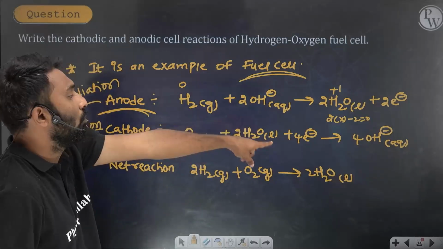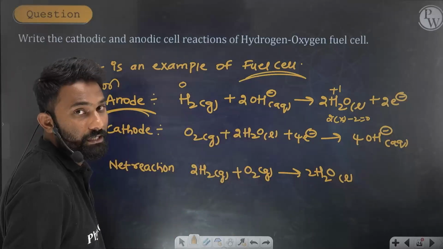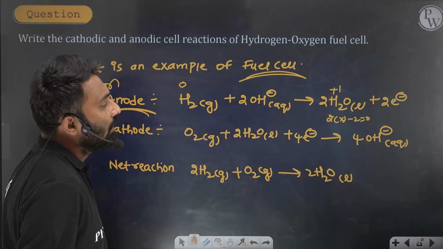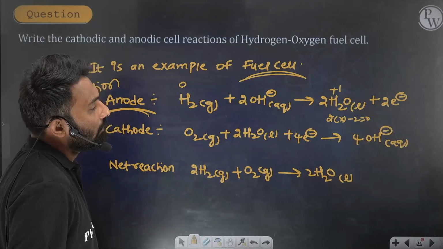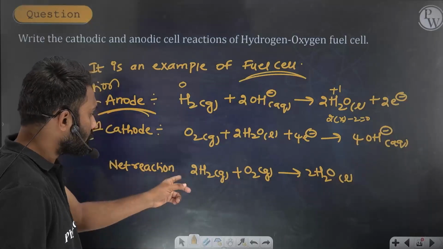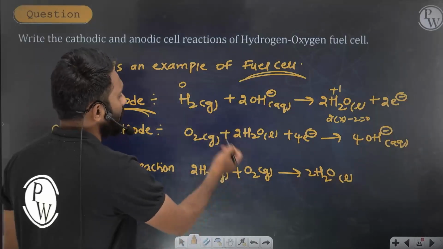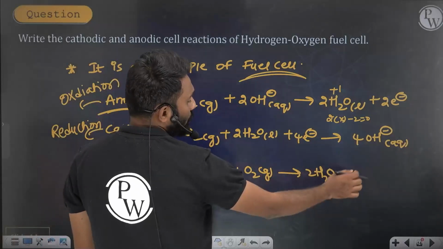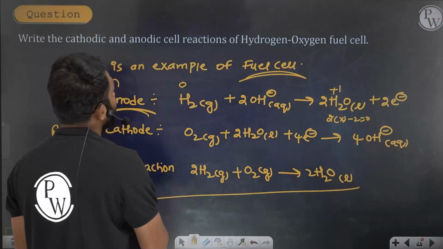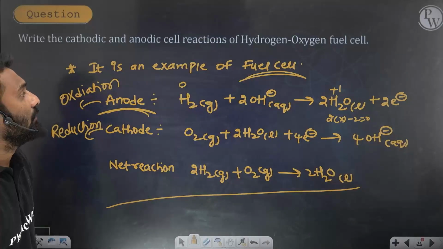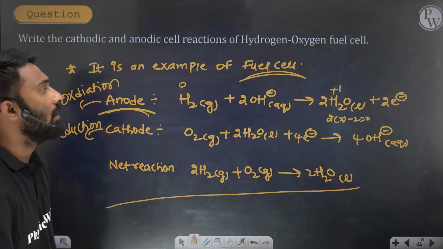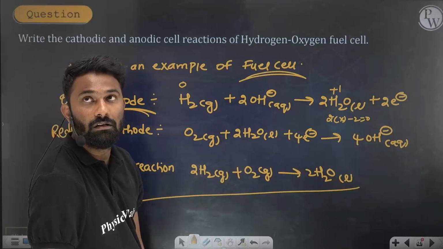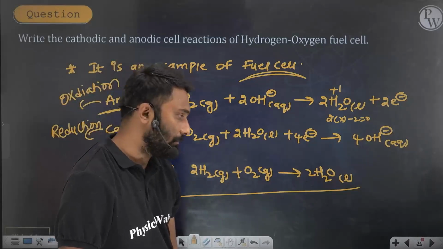O2 is converting into the hydroxide. There it is gaining the electron. Clear? Now the net reaction will be H2 gas plus O2 gas gives rise to 2H2O liquid. Now these are the cathodic and the anodic reactions of the hydrogen and the oxygen fuel cell. Clear?